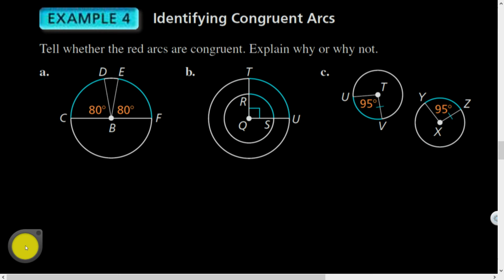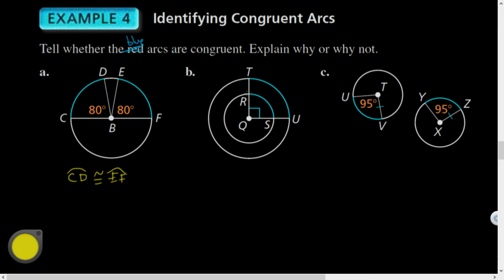Tell whether the blue arcs are congruent. Explain why or why not. All right, are these arcs on the same circle? Yes. Do they have the same measure? Yes. So then arc CD, actually I'll write this in my classic yellow, is congruent to arc EF because they're on the same circle and they have equal measures.